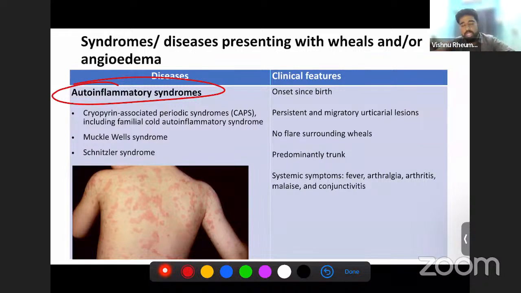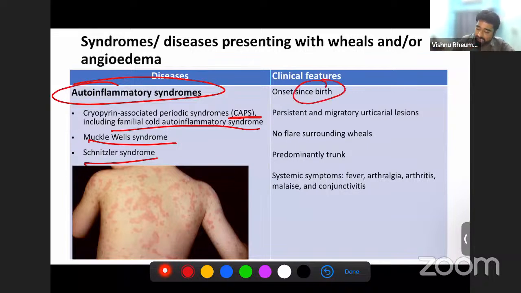Autoinflammatory syndromes, I hope you have seen the lecture on autoinflammatory syndrome. This usually presents as urticaria, especially the cryopyrinopathy. So the cryopyrinopathies, that is your Muckle-Wells, that is your FCAS, that is your familial cold autoinflammatory syndrome, even your CINCA or NOMID, neonatal onset multisystem inflammatory disease, all of these will present with cold-induced urticaria, as well as your Schnitzler syndrome and Muckle-Wells as well, which we already talked about. Usually it is since birth, predominantly involving the trunk. There is no flare surrounding the wheals, and various systemic manifestations that are seen in your autoinflammatory syndromes, predominantly periodic fever, etc., are seen.